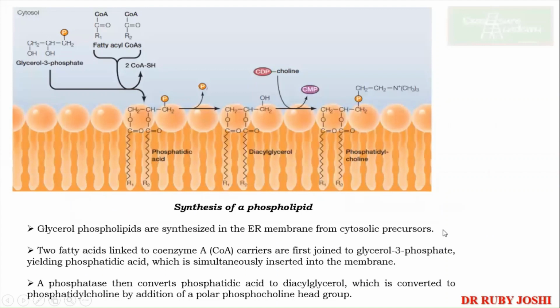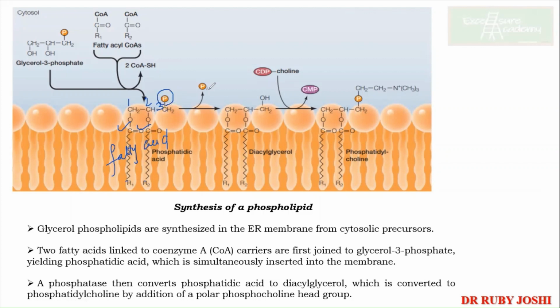Now, synthesis of a phospholipid. Let's see how it is being done. First, glycerol phospholipids are synthesized in the ER membrane from the cytosolic precursor. So always remember this is happening at the cytosolic part. So here you can see that you have the phosphatidic acid. Now phosphatidic acid, you got it from your glycerol 3-phosphate. 2 fatty acid chains were attached plus the phosphate group. So here you can see the phosphate group is there. This is your 3-carbon glycerol, to which the first and second fatty acid groups are added, R1 and R2. To the third, a phosphate group is present.